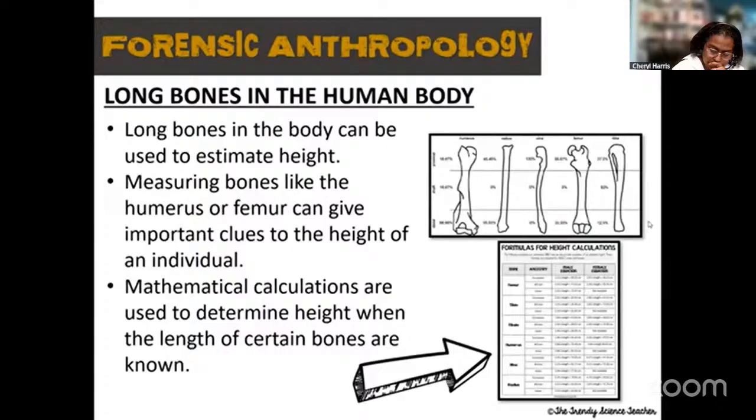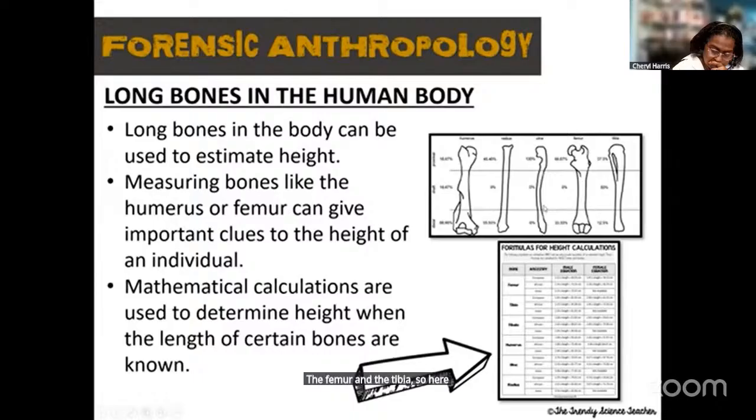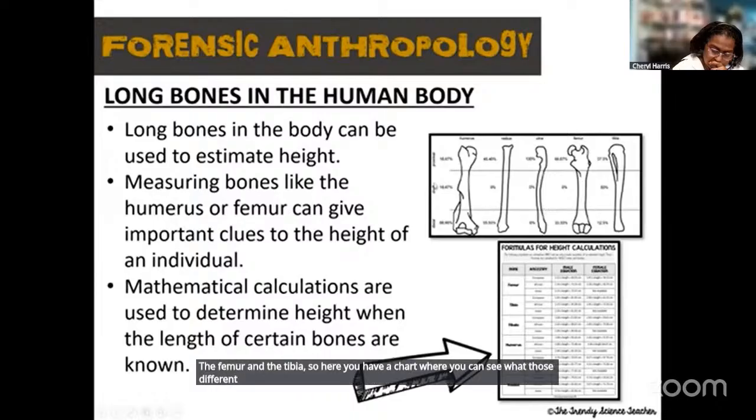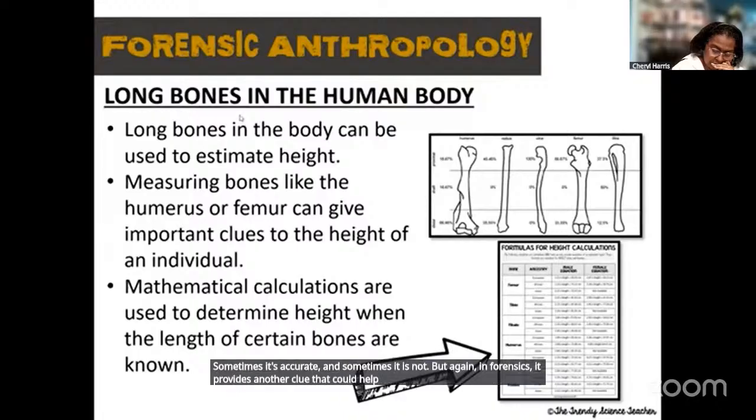All right, so long bones in the body, and by long bones, we are referring to bones such as the humerus, the radius, the ulna, the femur, and the tibia. So here you have a chart where you can see what those different bones look like. They can be used to estimate height. Now, this is an estimate. It is not exact. Sometimes it's accurate and sometimes it is not. But again, in forensics, it provides another clue that could help investigators.